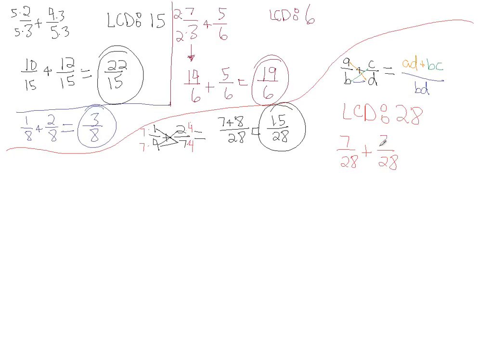2 times 4 is 8. And this is looking pretty similar. Carry the same denominator and add across the top. 7 plus 8 is 15. And get the same answer.